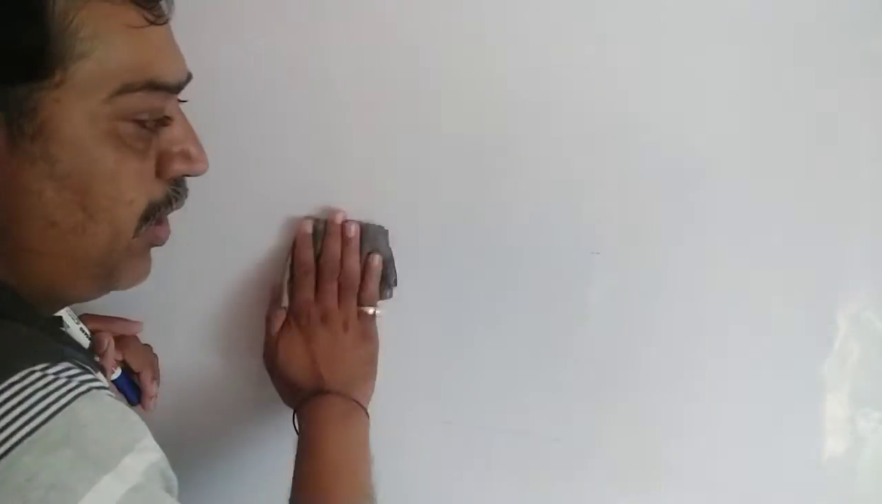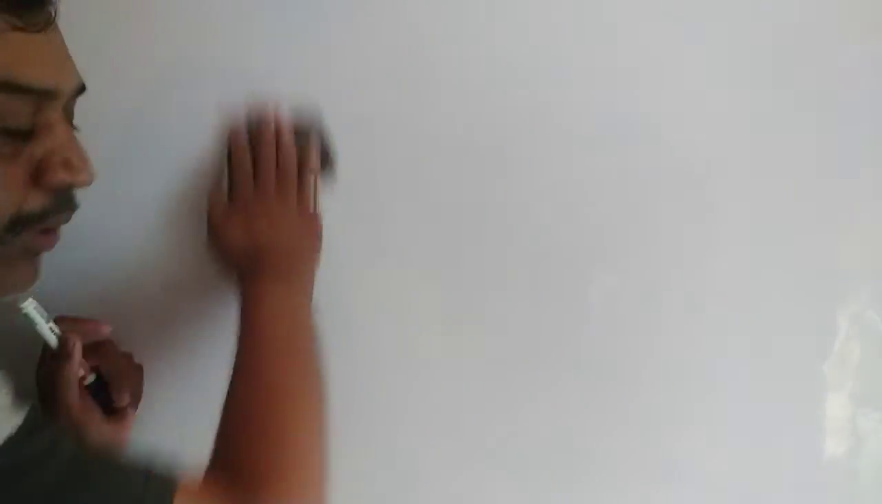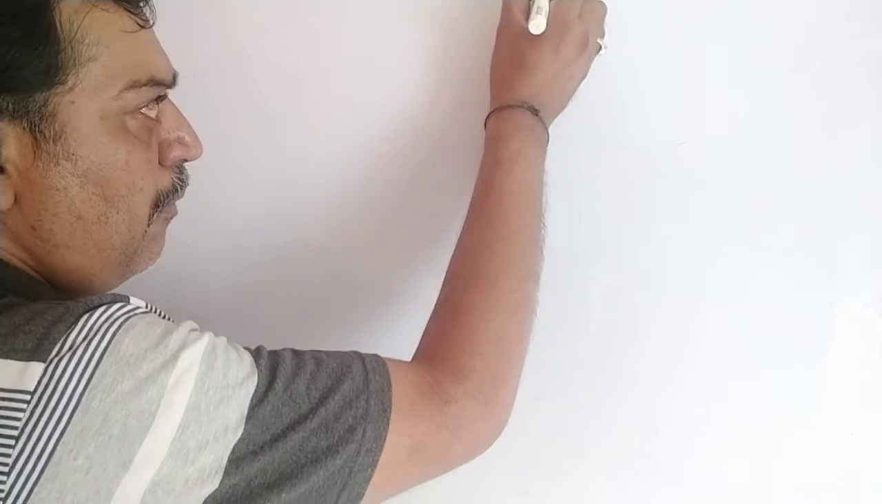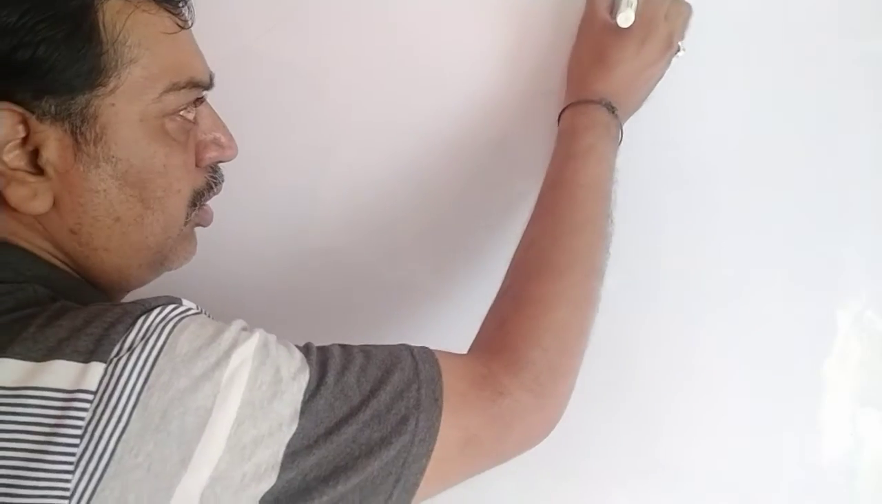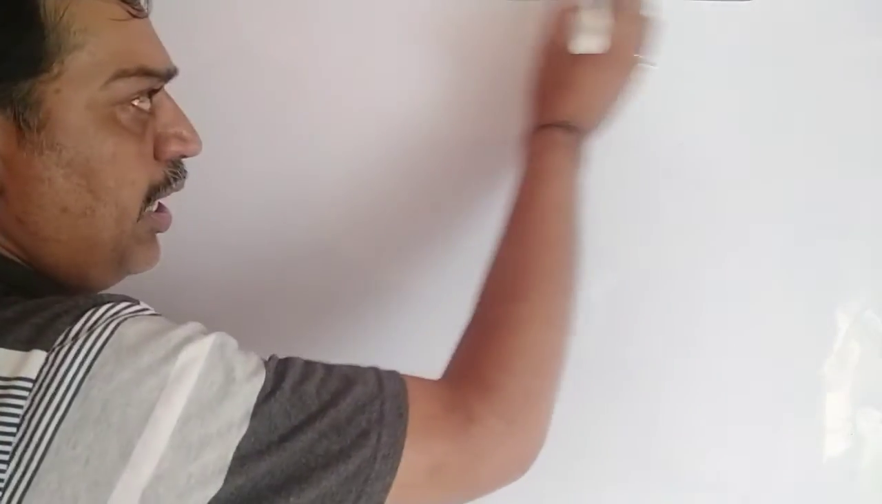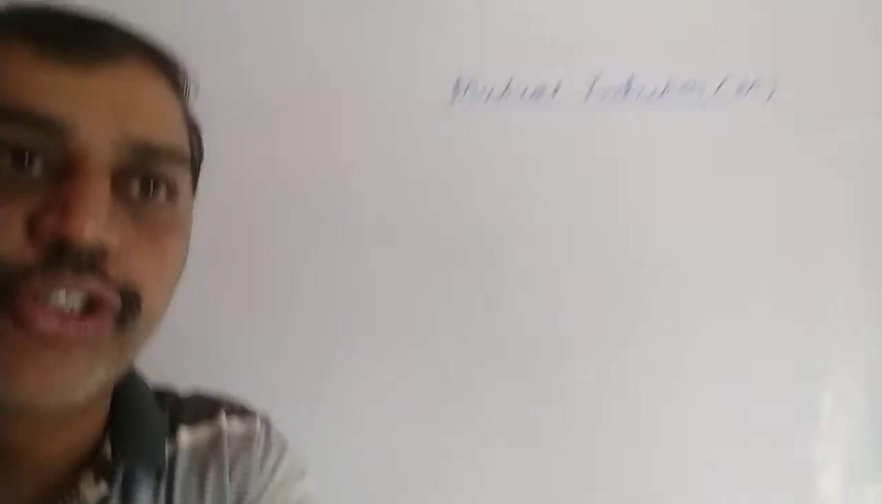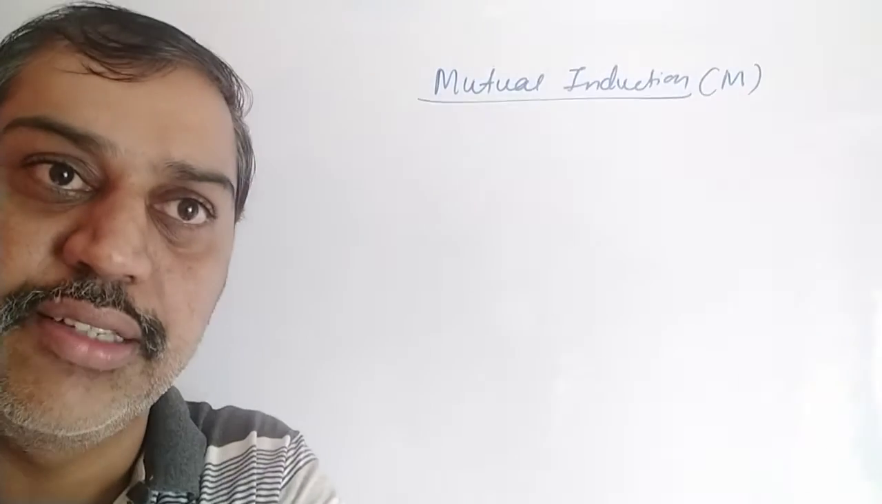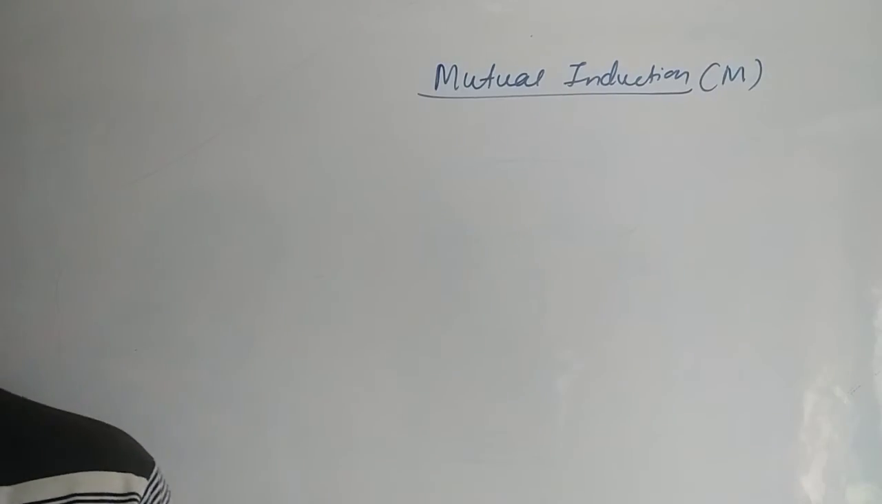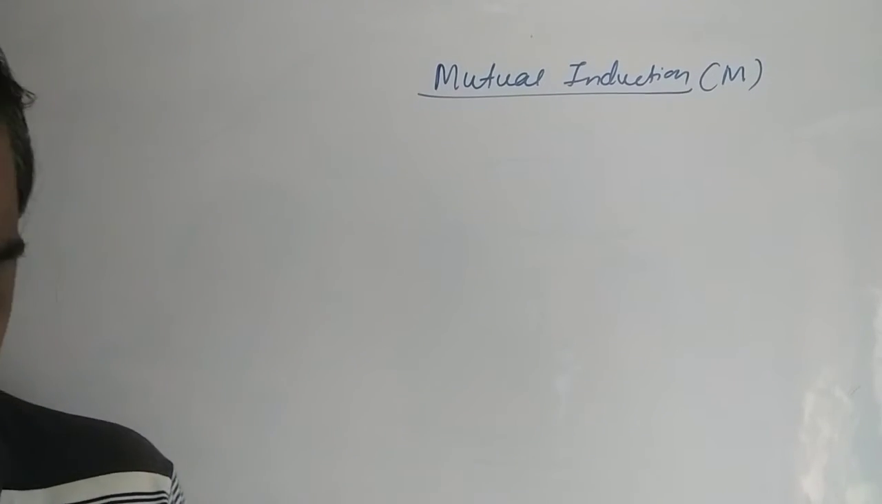Now we have to start a new topic of the same chapter, that is said to be mutual induction. What exactly is this mutual induction, that we have to see. If you remember, initially we have seen self induction. Now it is mutual induction. Self induction is nothing but due to current flowing in the same coil, EMF is induced in the same coil. That is said to be the principle of self induction.